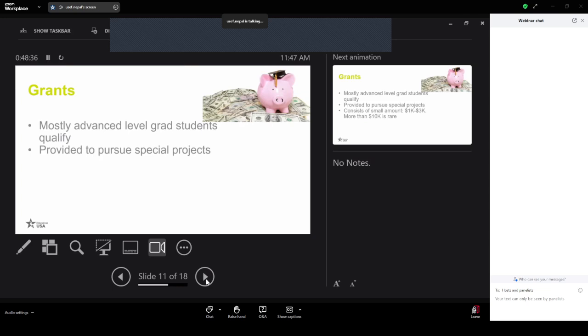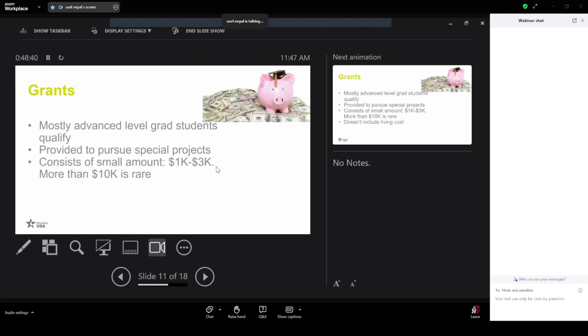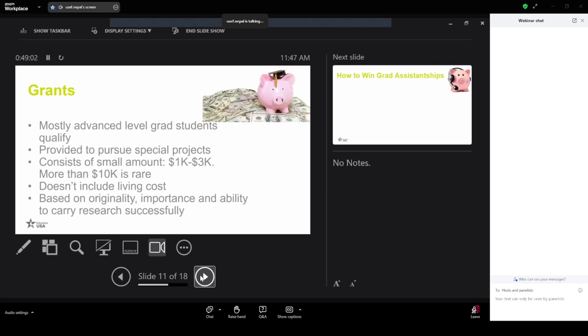Okay, so grants will not be a lot. It might be 1K to 3K. More than 10K is rare, right? You may already have a fellowship, you may already have an assistantship, but this can be additional money that you can apply for once you are there on campus. Okay, so this may not include living cost or anything like that, just extra money for you, based on how good you are in terms of carrying on that particular project. You will be given this grant by the professor.